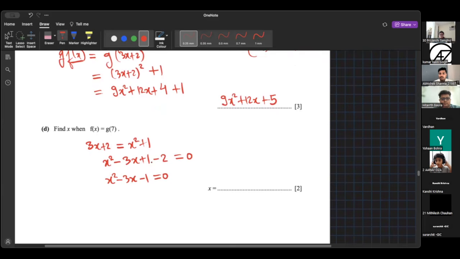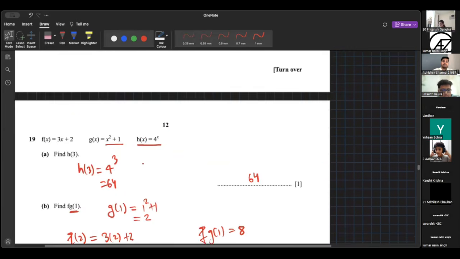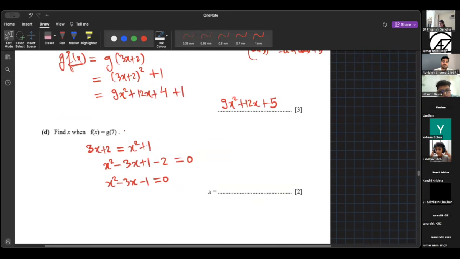What will be the factors? Hello? Can't we do directly like 3x plus 2 is equals to g of 7, not g of x. Oh, this is g of 7. Wait, yeah. This is g of 7. I thought it's g of x.